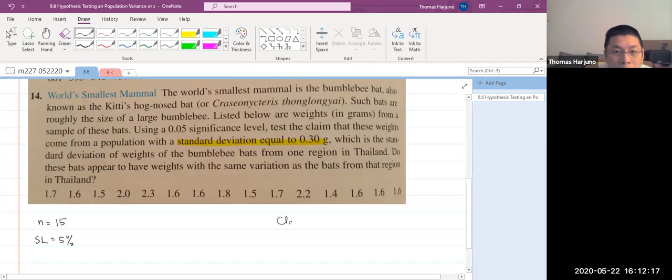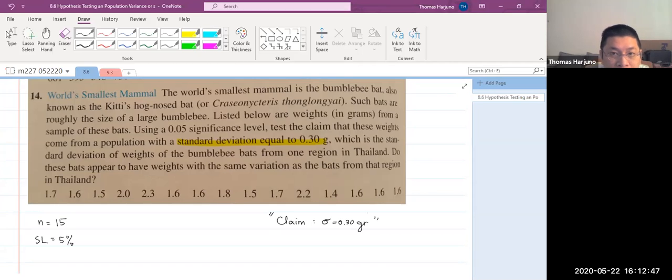The claim later on is, this is just my scratch work, okay? The claim is standard deviation, not variance. The claim is standard deviation equals 0.30 grams, which is the standard deviation of weights of bumblebee bats from one region in Thailand. Do these bats appear to have weights with the same standard deviation as bats from that region in Thailand?